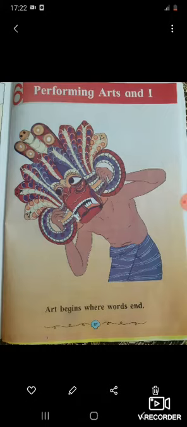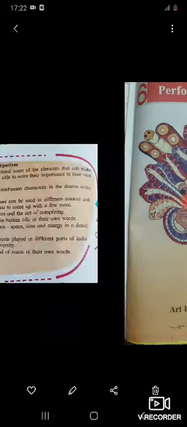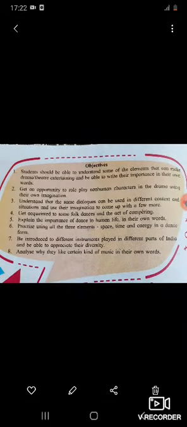Hello, dear students. In today's self development and art appreciation session, we are going to see the explanation of Chapter 6, Performing Arts. In the beginning, let us see the objectives of this lesson.